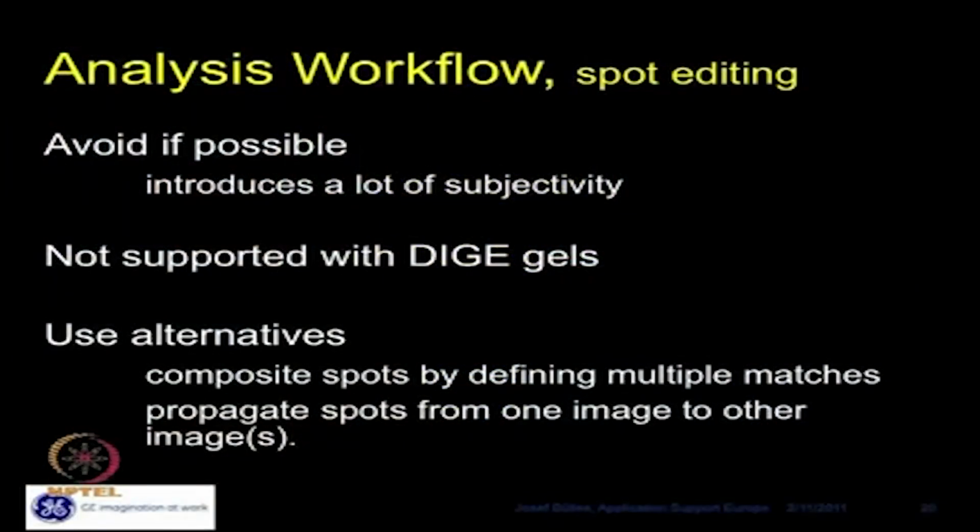Okay, this is there, and it is not at all supported with DIGE gels. Then use alternatives, like composite spots, by defining multiple matches and propagating spots from one match set to another. Once you are matching, if the spots do not match perfectly in the same gel, you can try to match another time, a third time, a fourth time, a fifth time, matching as many as possible, and you can introduce 4 or 5 landmarks so the spots can be easily matched as well as easily detected.